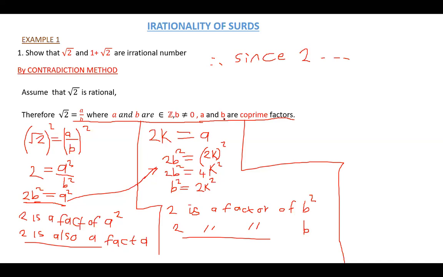So, since 2 can go into both A and B, it simply means that these 2 points are contradicting with the fact that A and B are supposed to be co-prime factors.